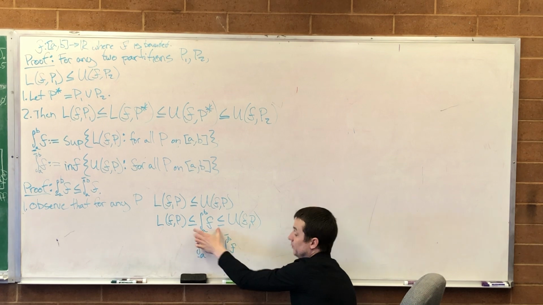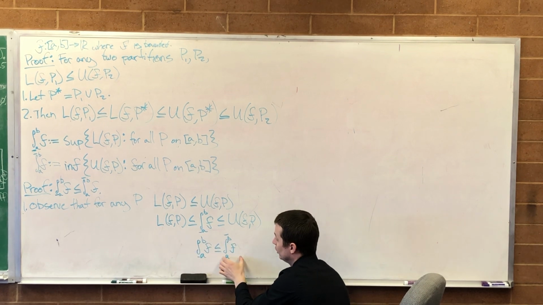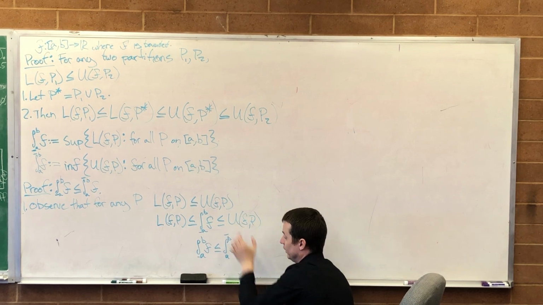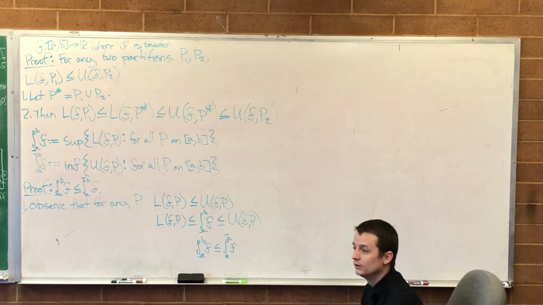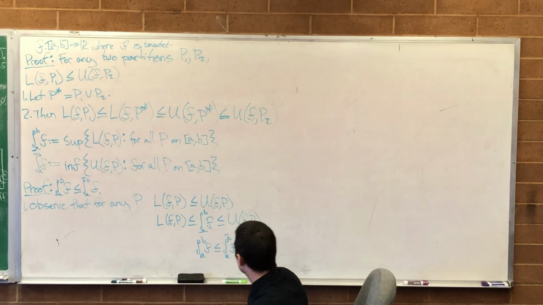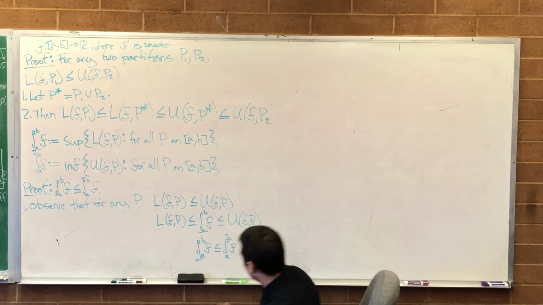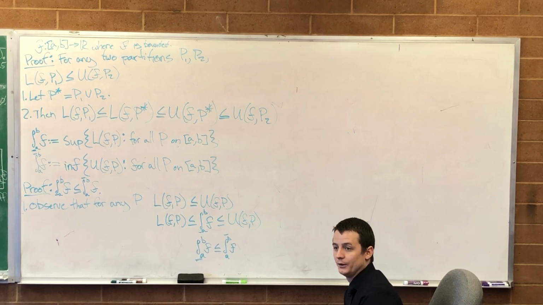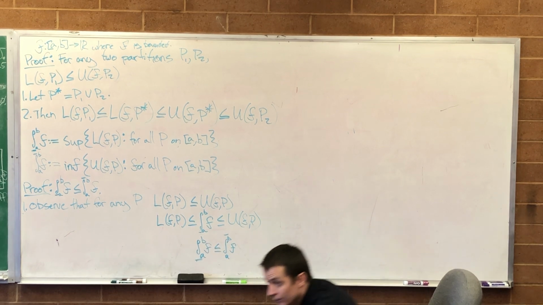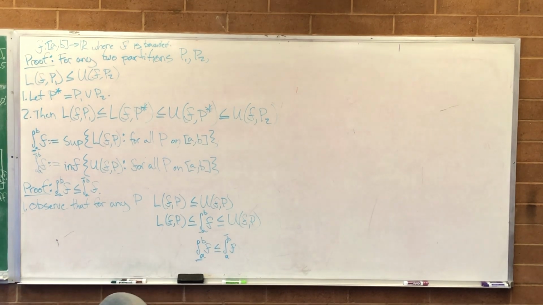This is a lower bound for this. This is the greatest lower bound for this. Therefore, this is greater than or equal to that. That's not negative a. That's a lower sum. Make sense there? Quick little proof.